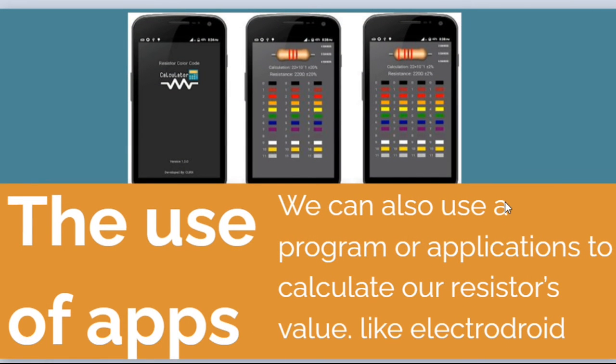We can also use a much easier way to calculate the value of the resistor. This way is by using apps or applications. We can find these applications on the App Store or Play Store on your smartphone. So we can use a program to calculate our resistor's value. There is a famous application that exists only on Android phones, called ElectroDroid. This ElectroDroid is a very useful application. We can calculate the value of the resistors from it.